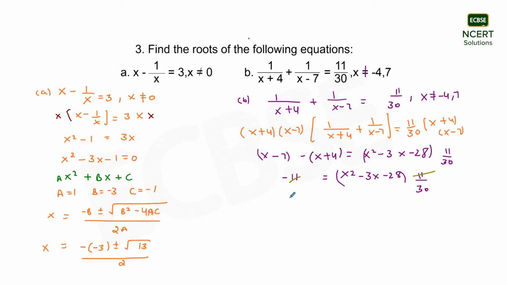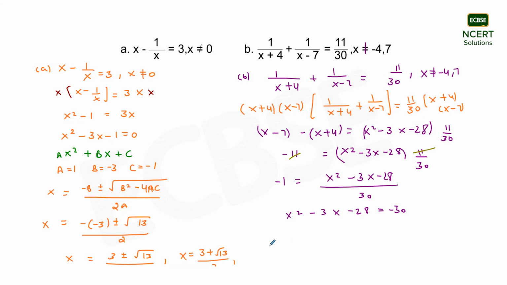So on simplifying, it will be minus 1 is equal to x square minus 3x minus 28 divided by 30. Or on cross multiplying, it will be x square minus 3x minus 28 is equal to minus 30. Now taking the term minus 30 to the left hand side, here it will be x square minus 3x plus 2 is equal to 0.